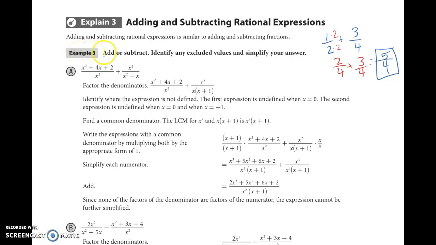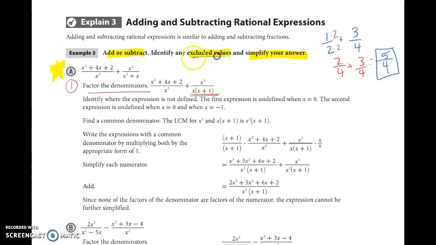So example 3 says to add or subtract, identify the excluded values, and then simplify your answer. So we are going to go ahead and do that with part A here, or go through what the book set up for us. So step 1 is to factor the denominators. So if I'm looking at this original, x squared cannot be factored, but x squared plus x can be factored, right? There's a common factor between these, which is x, and so if we pull out that x, we're left with x plus 1. And that's how we get this right here.